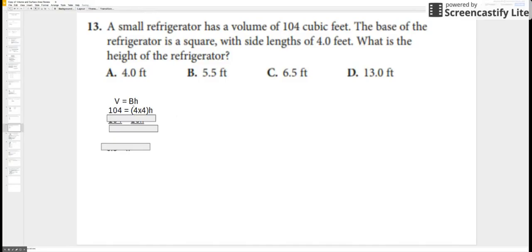So 4 by 4 is 16, right? So it would be 16h is equal to 104. Again, the area of our base, which is a square with lengths of 4 on each side, would be 16. So it would be 16h is equal to 104. How do you get h by itself? Divide both sides by 16, and you should get 6.5 to be your answer.